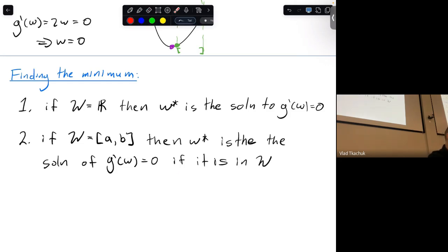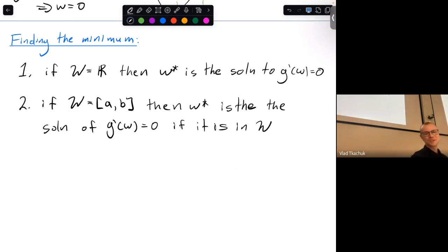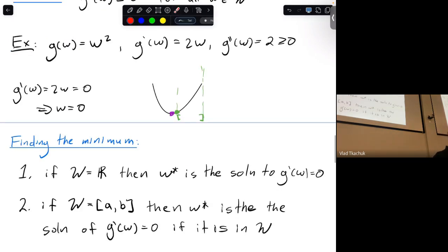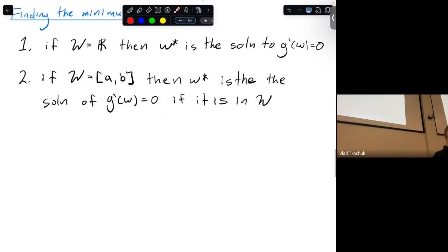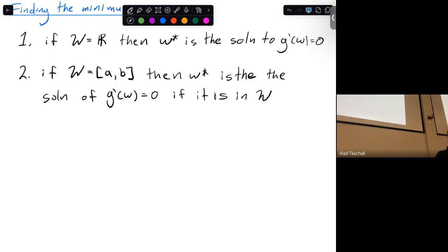Wow, there's four two-letter words in a row. That's crazy. Okay, anyways, yeah, so if the solution is inside W, then you're fine, as we had seen above. So if we have an interval from A to B, this is A, this is B. If A was further out, like over here, then of course it captures this and you're allowed to use that. And otherwise, W star is A or B. And so you check both of them and then pick the smaller one.